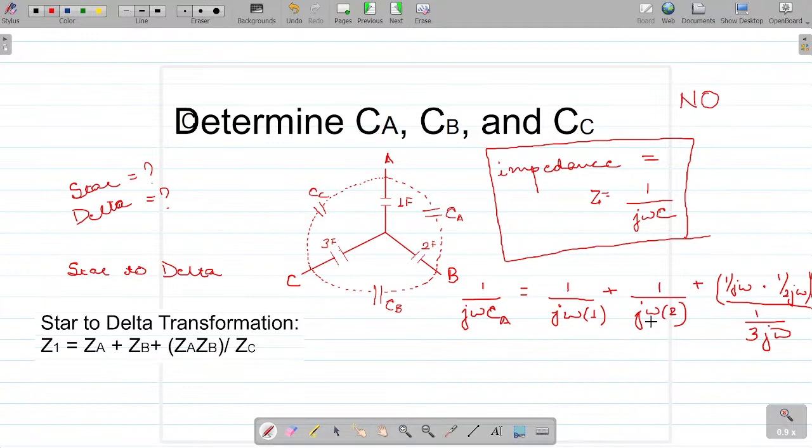Also, if you don't want to make it very clumsy, you can reduce it right at this step. How can you reduce? See, this is a common factor. This is a common factor. In these two, only one j omega will survive, right? So this 1 by j omega will eventually cancel out.